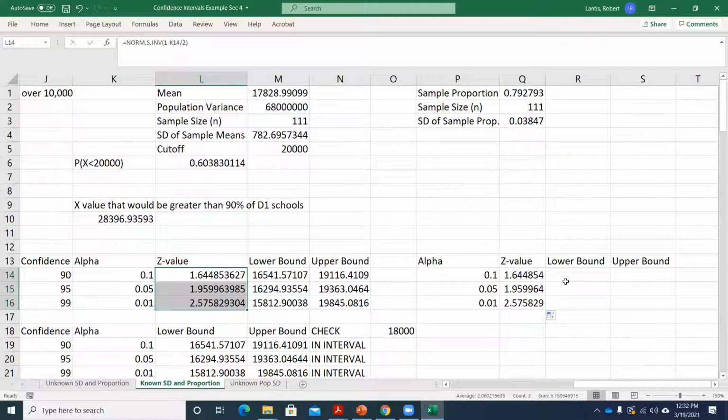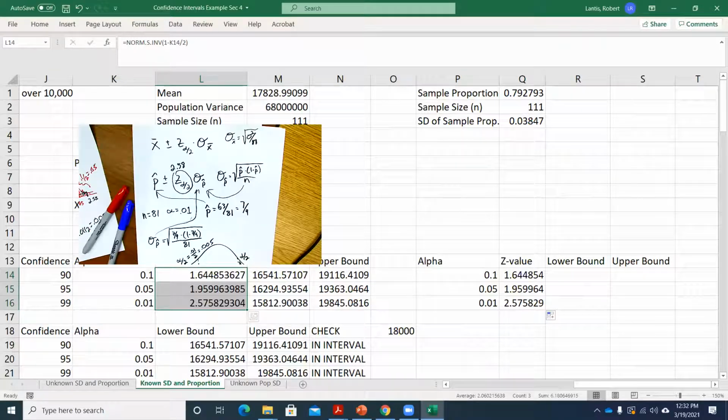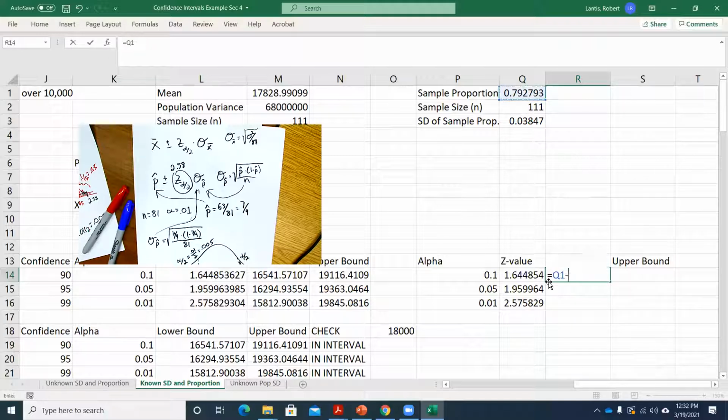Now from this point, it's pretty easy, right? I think about, here's my equation for the upper and lower bound. So I'll take my sample proportion. For my lower bound, I'll subtract that z-score times the standard deviation of my sample proportion.